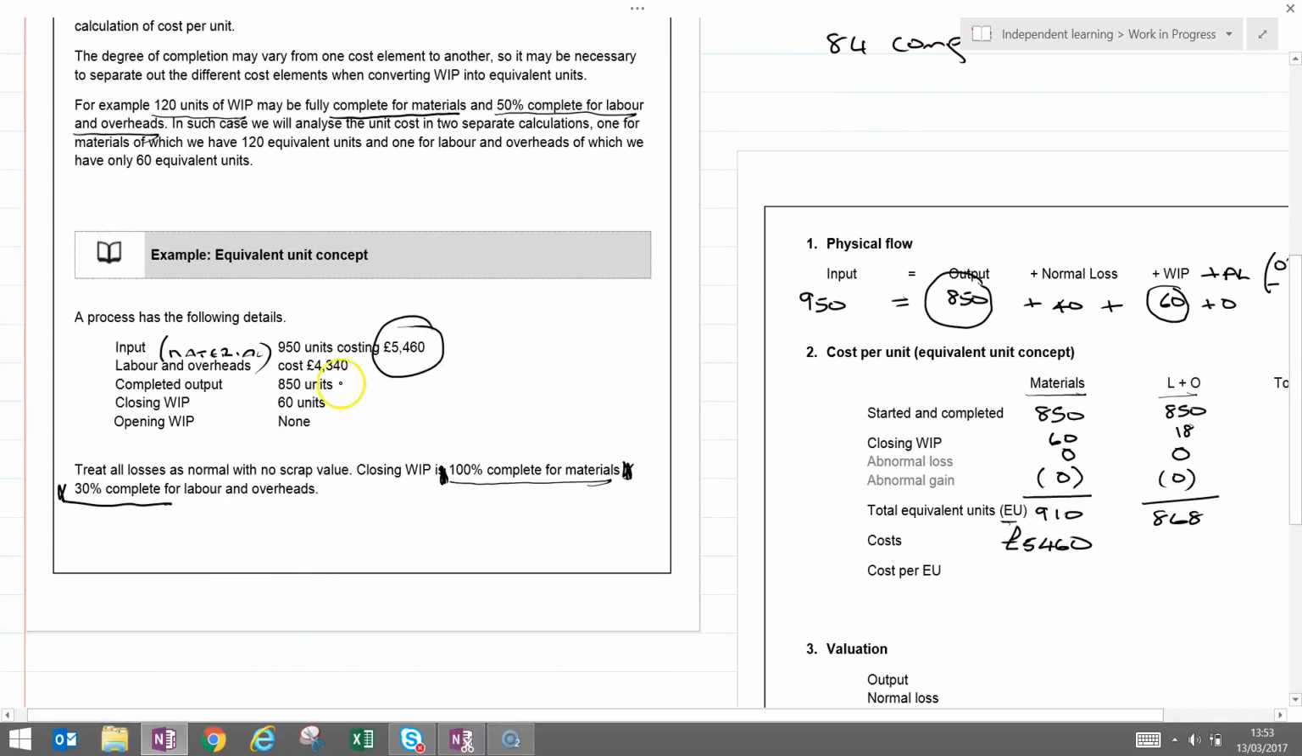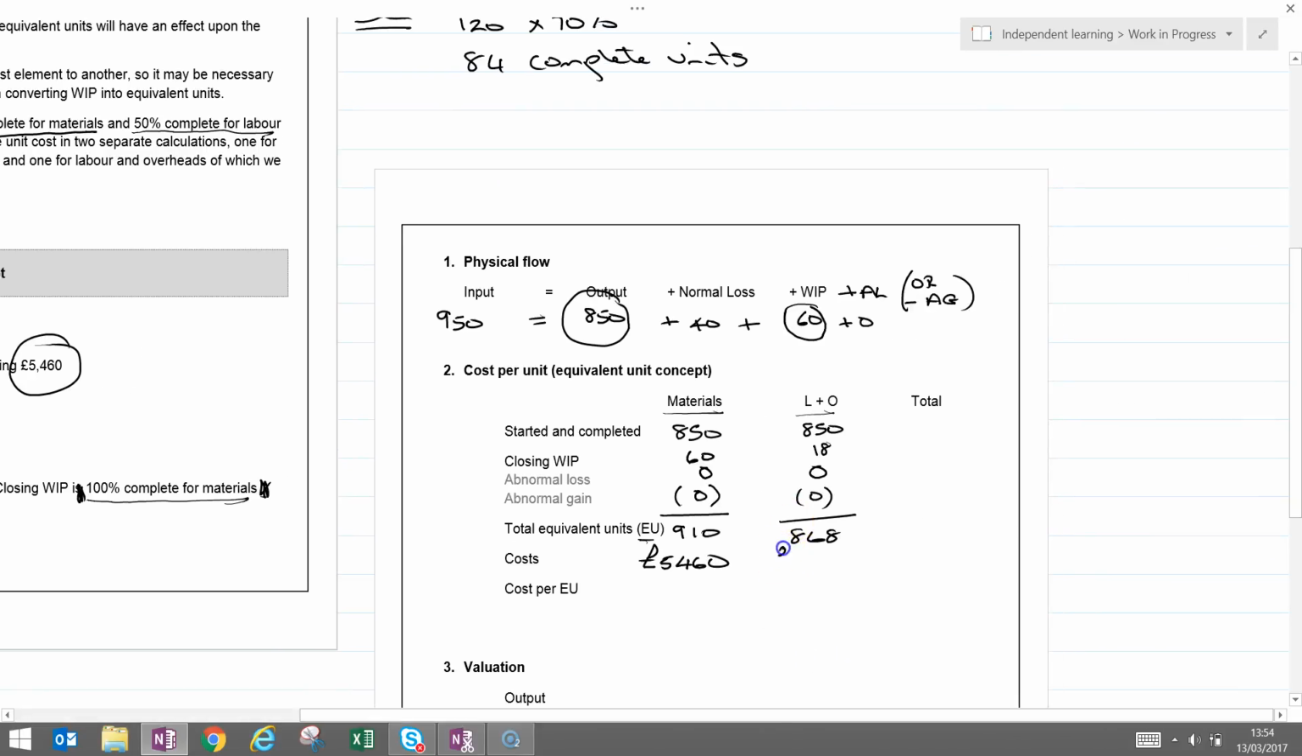And the cost of the labour and overheads, £4,340. And finally, now we can work out the cost per unit. If you think of per as meaning divide, we're doing the costs divided by the equivalent units. 5460 divided by 910 gives us £6.